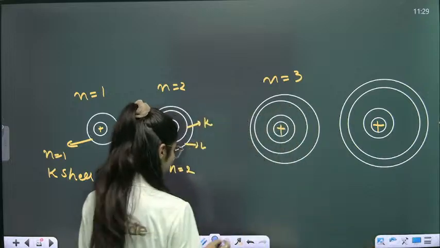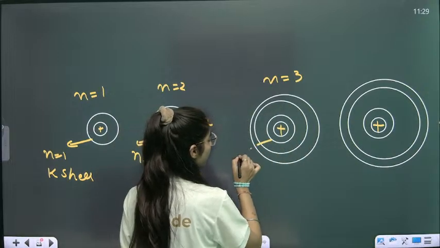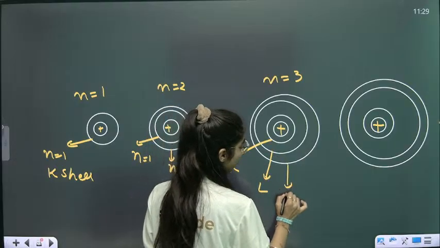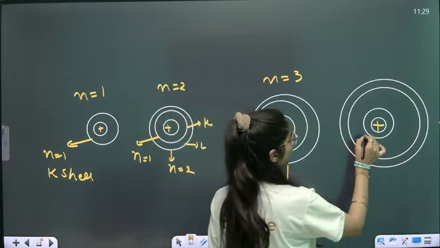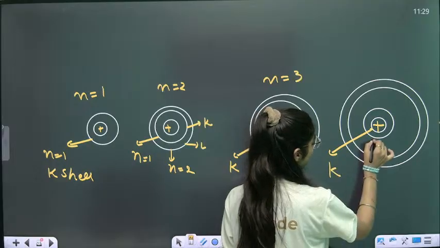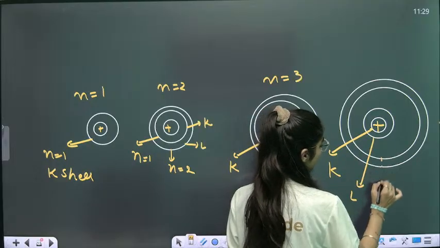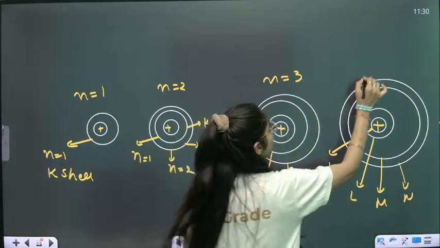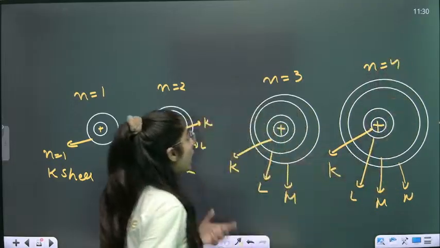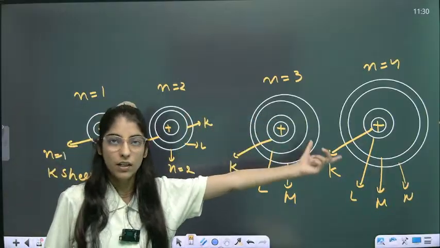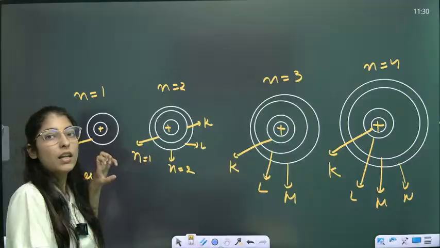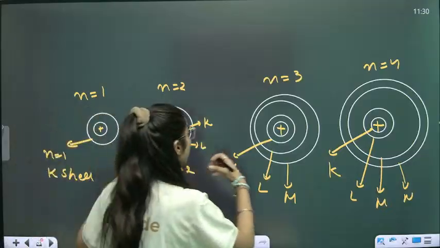So here you can see this is your K shell, this is your L shell and this is your M shell. So this is K, this is L, this is M and this is your N. As the value of n is increasing, the probability of finding the electron is also decreasing.